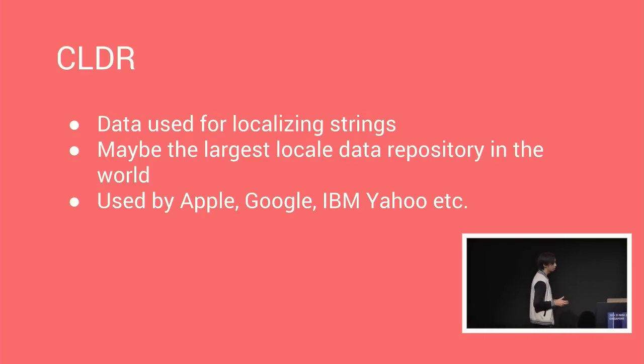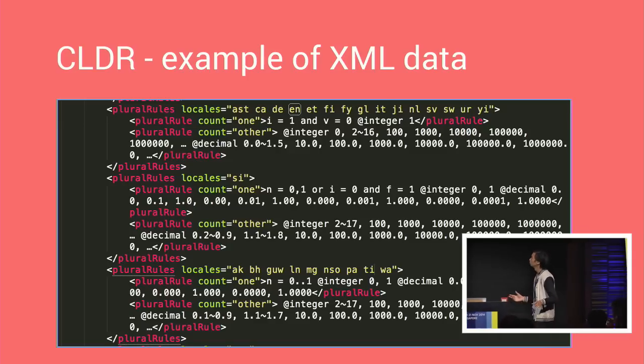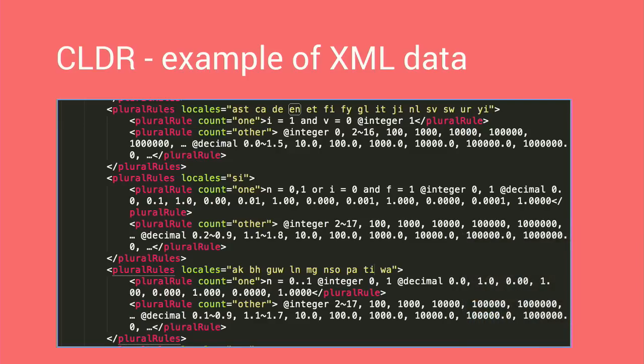And it's maybe the largest repository in the world, if not the only. And it's used by Apple, Google, IBM, Yahoo, etc. Here's some example data taken from CLDR. And in the first XML tag, we see plural rules. And it defines a number of languages, and one of them is English. And inside the XML tag plural rules, we have other plural rules or plural forms that are defined inside there.